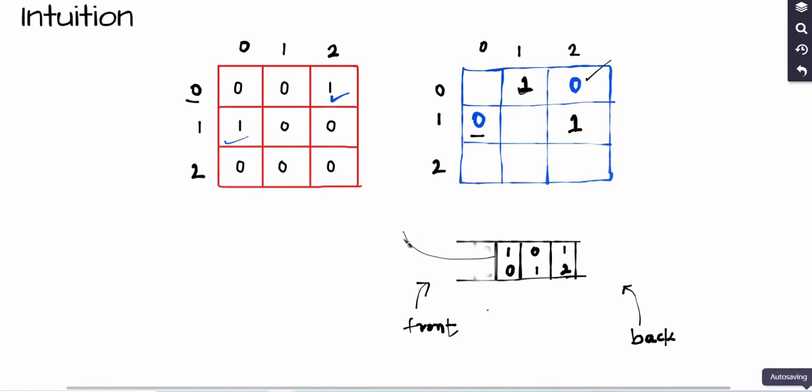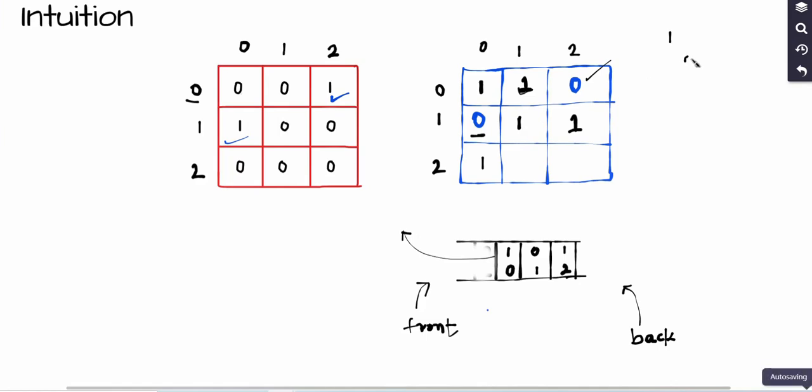So I pop this out, and what are the adjacent cells of this cell? That is cell 0 0, 1 1 and 2 0. What is the maximum height which I can put in these cells? Obviously I can put 1 here, I can put 1 here, I can put 1 here, because the difference between the heights of the adjacent cells does not exceed 1. 1 is a non-negative integer, and this is the maximum height which I can put.